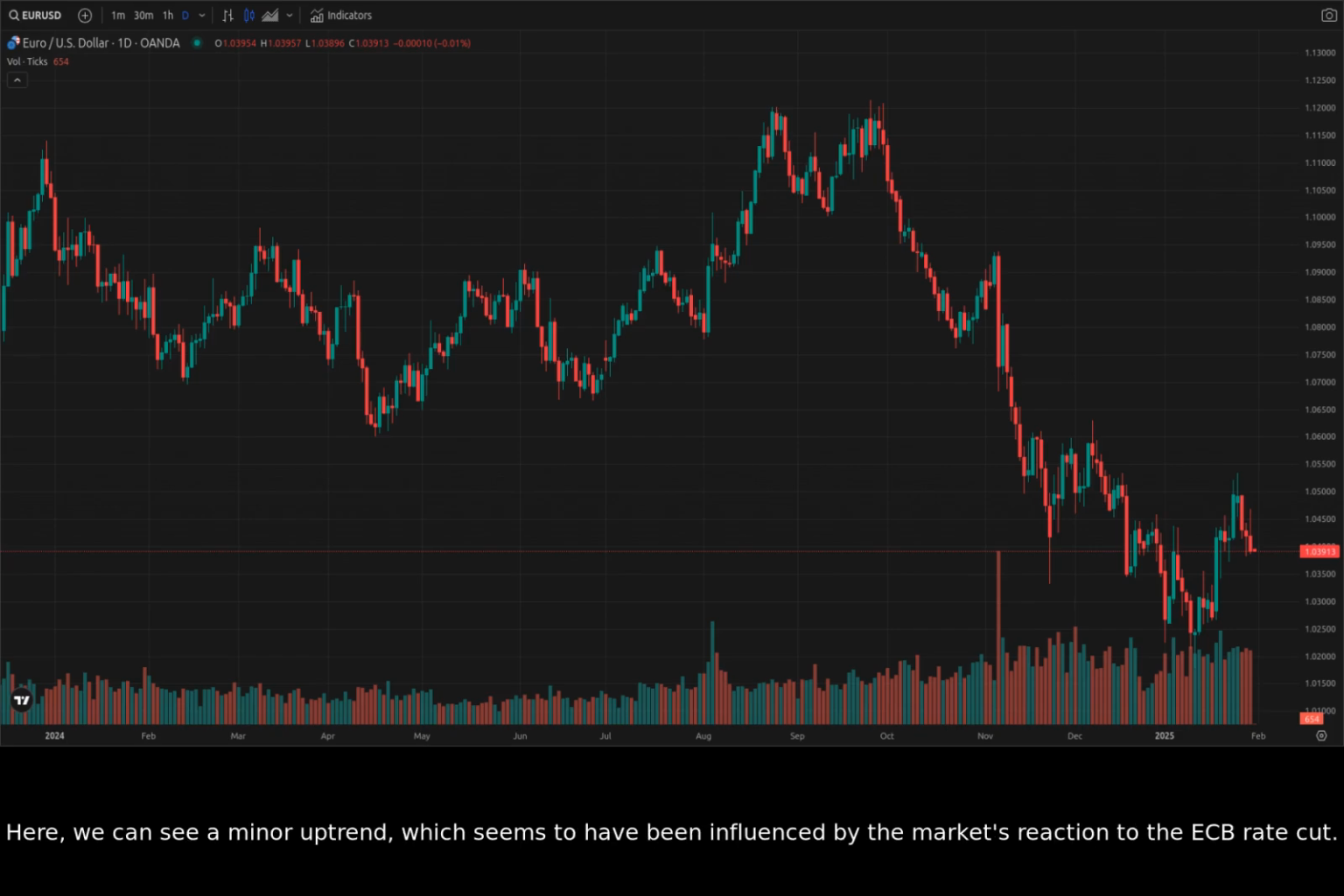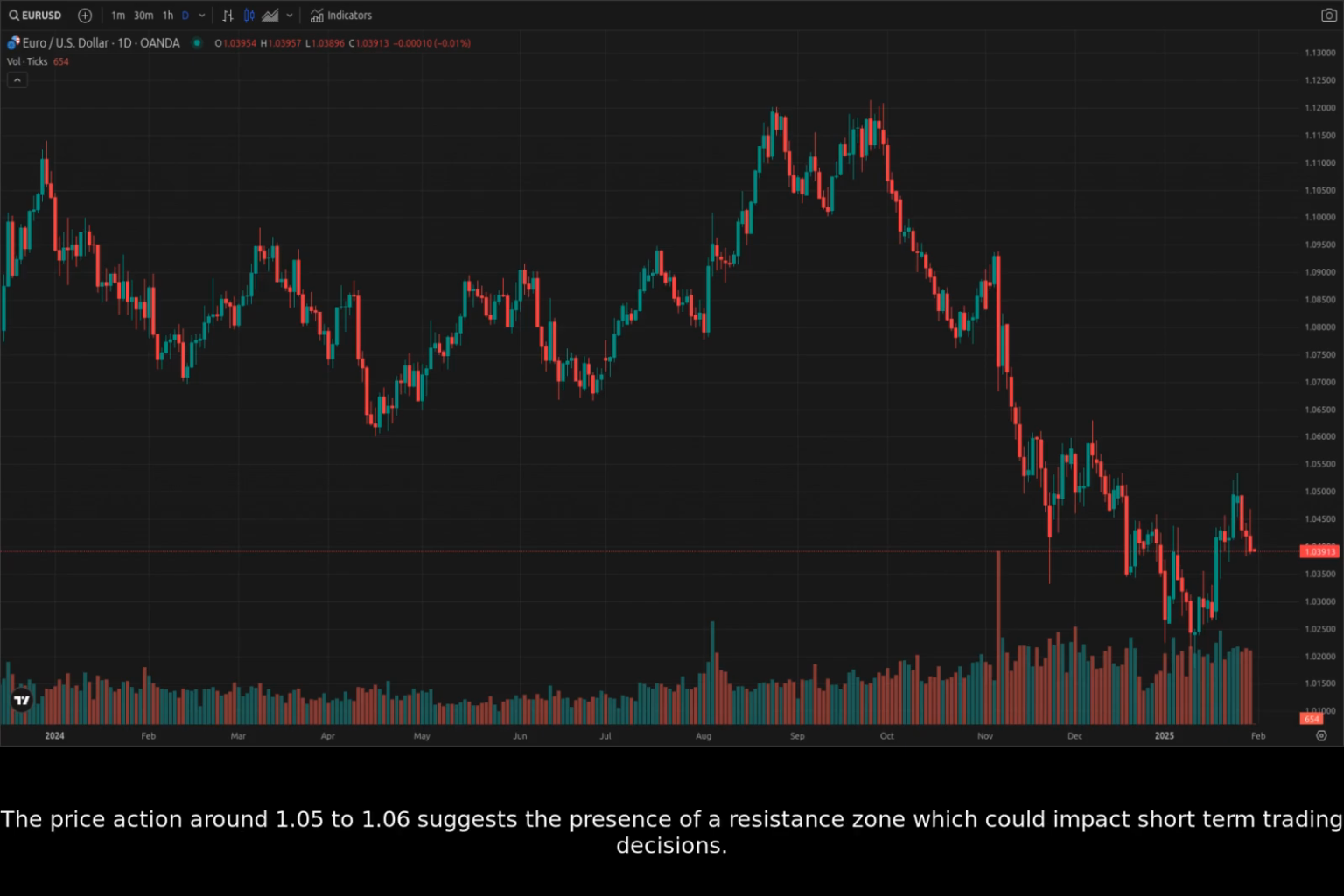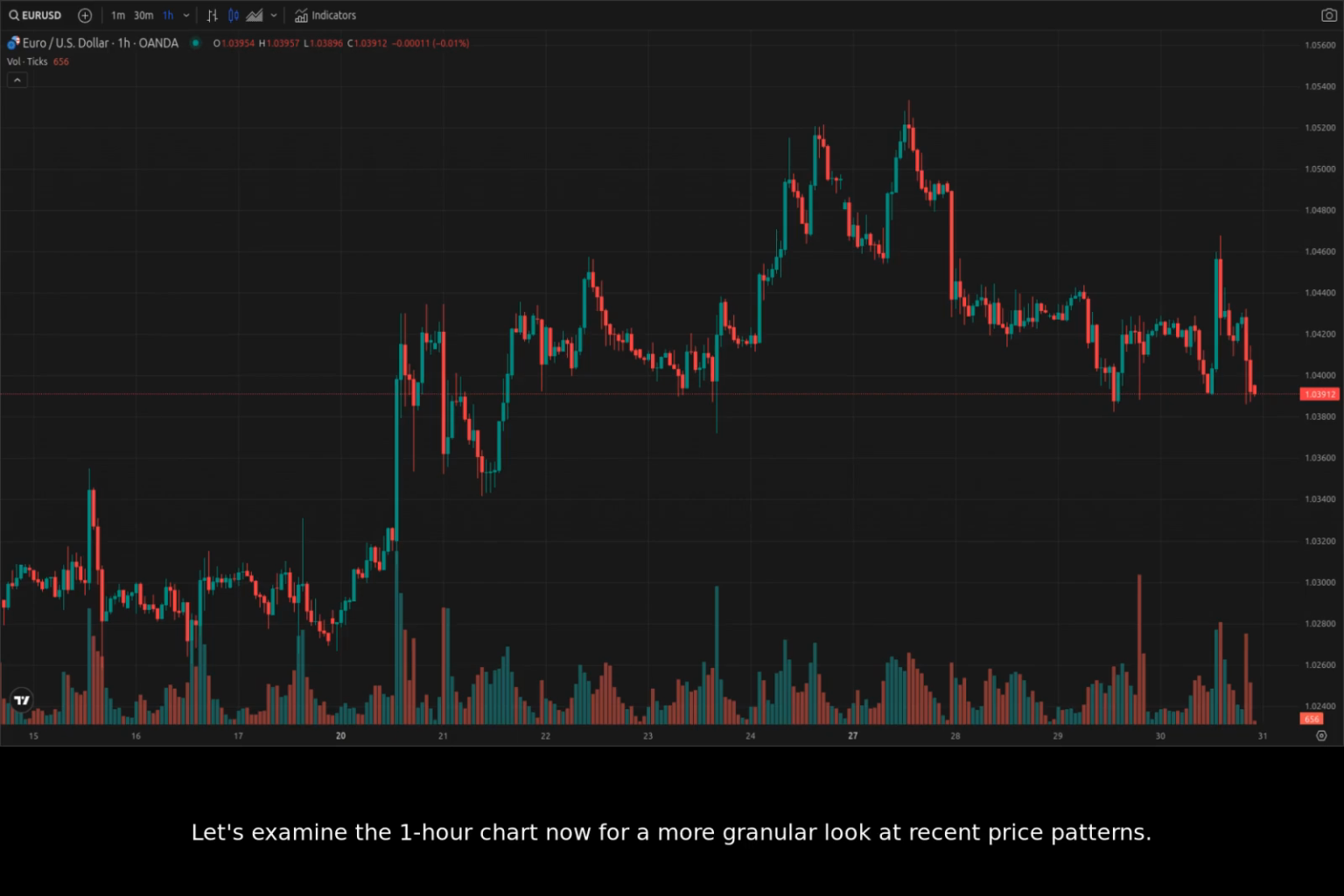Here, we can see a minor uptrend, which seems to have been influenced by the market's reaction to the ECB rate cut. The price action around 1.05 to 1.06 suggests the presence of a resistance zone, which could impact short-term trading decisions. Let's examine the 1-hour chart now for a more granular look at recent price patterns.